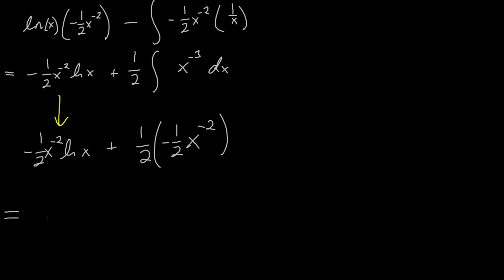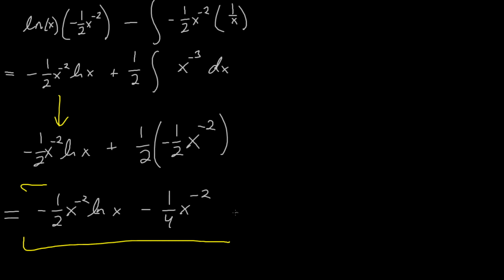So then I'll just write it all one more time. Negative 1/2 x to the negative 2 natural log of x minus 1/4 x to the negative 2. And that's going to be our final answer. Whoops, and don't forget plus c. Very important. So there you go.